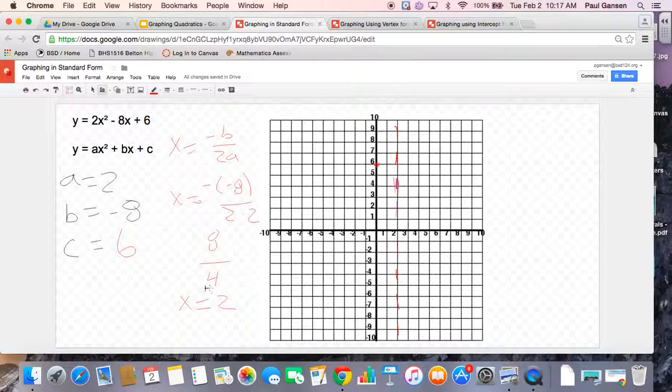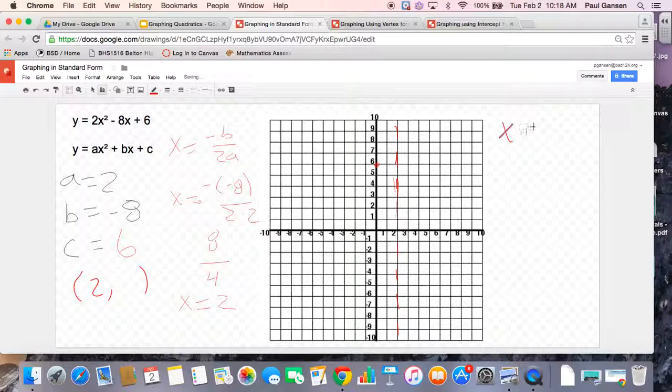Now the other part that's nice about this, x equals 2, is that it is the x-coordinate of our vertex. Oops, let me go back just a little bit here. This is the x value of our vertex. We need to find out what the y value is, though. We need to find out where that vertex actually is. So we take x equals 2, plug that into our function and see what comes out.